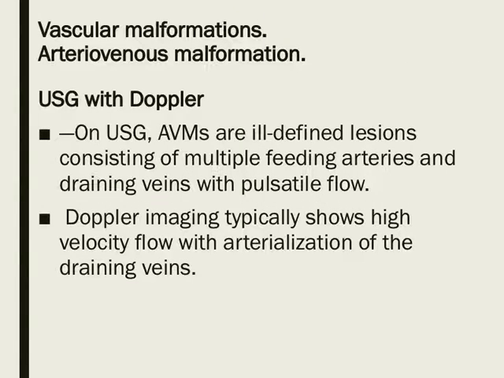So on ultrasound, what can you see? Usually you see multiple nidus with multiple feeding vessels. So you have a feeding artery and a draining vein. So that's what will be classic for our AVMs when you're trying to look at them. And because there's a direct connection between the artery and the vein, which are close together, you can have arterial pulse within the vein.